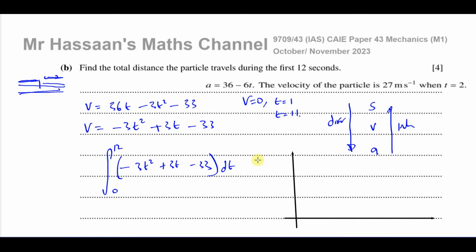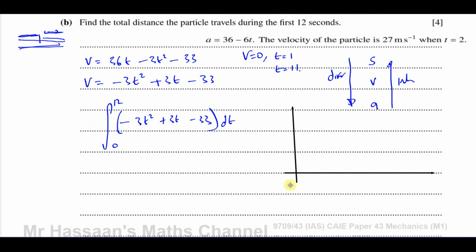We can see that at 0 seconds, it's going to be down at negative 33 when time is 0. And it's going to go like this. It's going to have a parabola shape. It's going to go like that. So we can see here, that's 1 second, and there's 11 seconds. And we've got to find the distance traveled in the first 12 seconds. So we can see for sure the velocity has become negative for some of that time, this region here and this region here, up to 12 seconds.